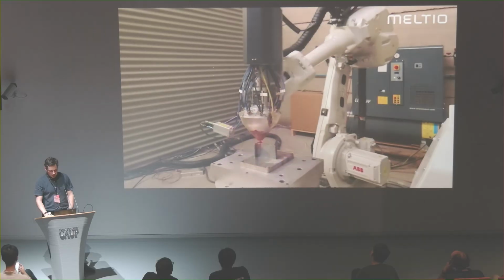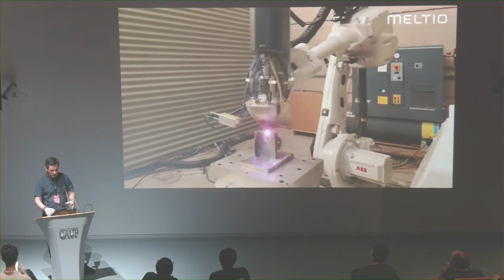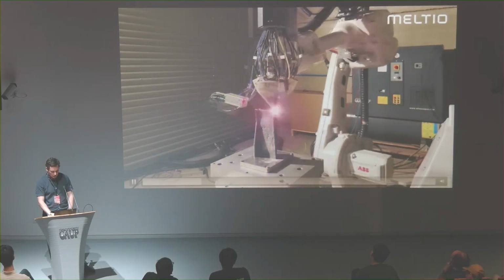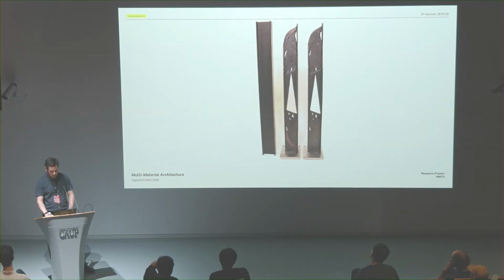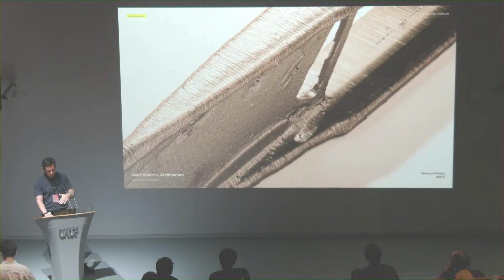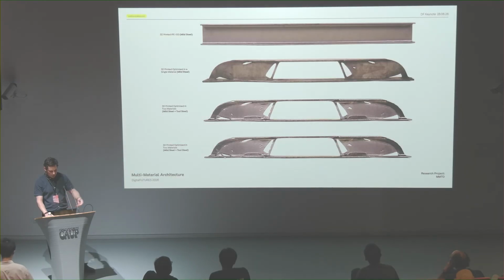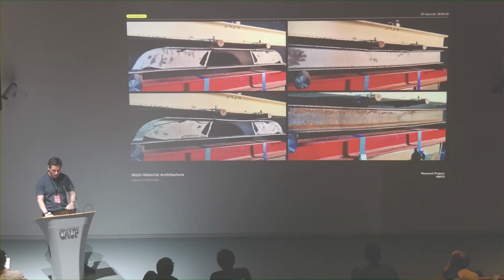This is what the robot does, basically. So this is quite a chunky type of piece of metal that comes out like that. The supports were removed, and then this was the final result. So we had single material beams, dual material, and then we tested these as well.